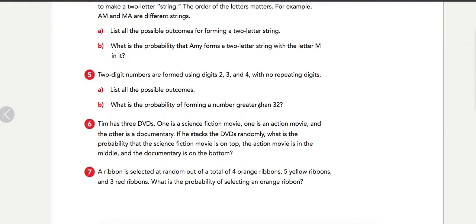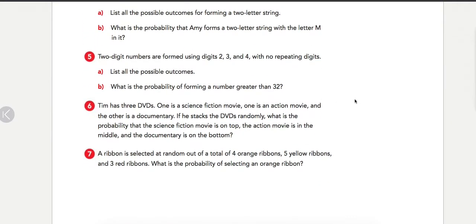Number 5, 2-digit numbers are formed using 2, 3, and 4 with no repeating digits. List the possible outcomes. So we can do 23, 24, 32, 34, 42, and 43. What's the probability of forming a number greater than 32? Well, these 2 are less than 32. This is exactly 32. So there's just 3 options out of 6. So that makes 1/2 the probability of forming a number greater than 32.